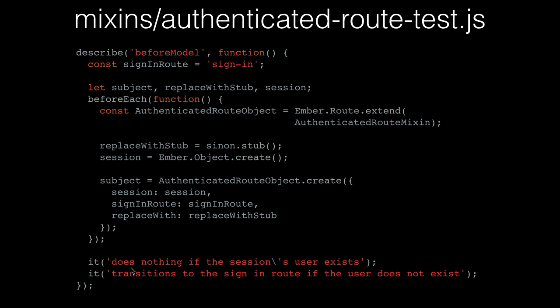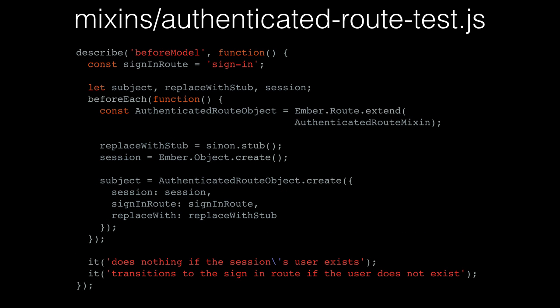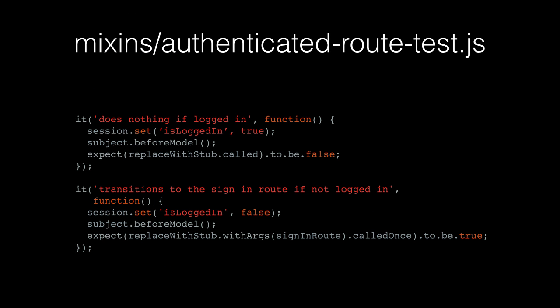So then I want to test that it doesn't do anything if the session's user exists, and it transitions to the sign-in route if it doesn't. So I changed this: it does nothing if they're logged in, and it transitions to the sign-in route if not logged in. It's updated in the source code. So on my session object, I'm going to set logged in to true. I'm going to run beforeModel, and I expect that I'm not replacing it with the sign-in route because we don't want this to do anything. They're signed in. We want to allow them to go right to this page that we're trying to look at.